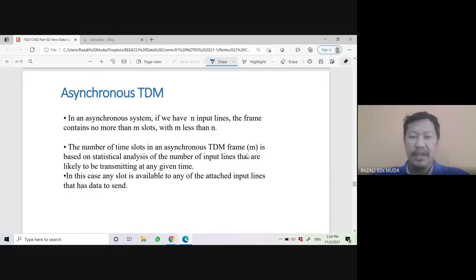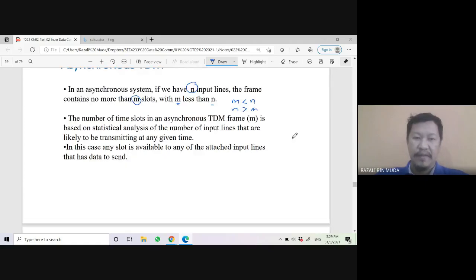Some more on asynchronous TDM. In an asynchronous system, if you have n input lines, the frame contains no more than m slots, with m less than n, or n bigger than m. The number of time slots m in an asynchronous TDM frame is based on statistical analysis of the number of input lines that are likely to be transmitting at any given time. In this case, any slot is available to any of the attached input lines that has data to send.